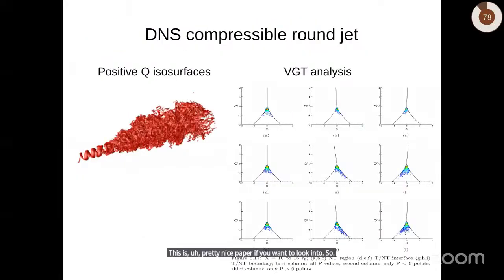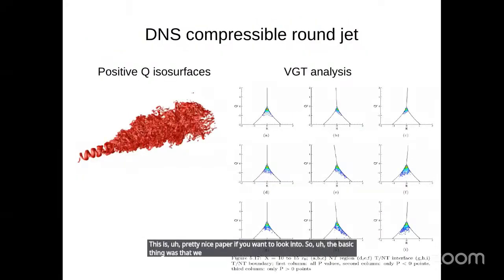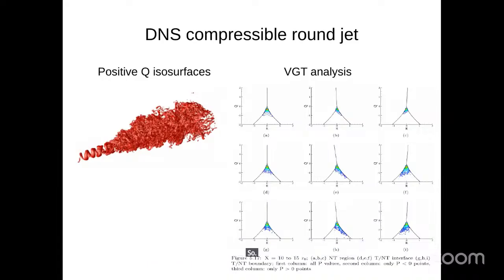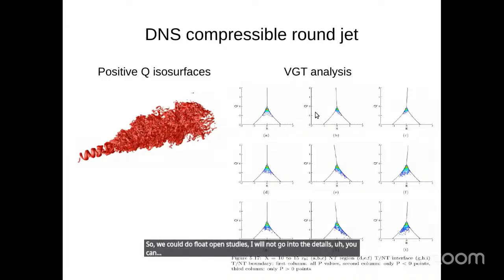So the basic thing was that we have done flow topology studies because we have DNS data. So we could do flow topology studies. I will not go into the details. You can look into the details if you want.